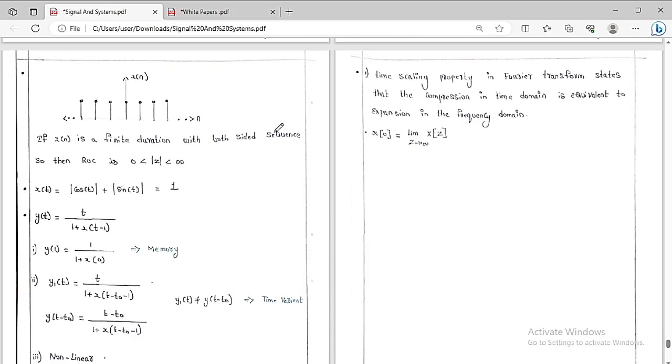So now let's go for another thing. This is a signal x(n) they have given. It is a finite duration signal. The signal has some magnitude for n greater than or equal to 0, and some magnitude for n less than or equal to 0, and in the remaining duration it is 0. As x(n) is a finite duration two-sided sequence, the ROC is 0 < |z| < infinity. I have already told you this so many times.